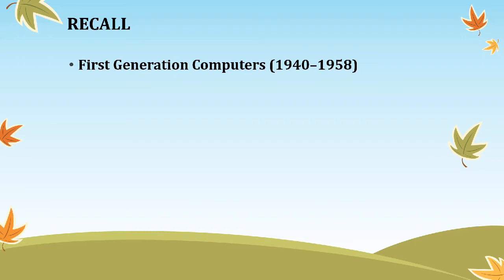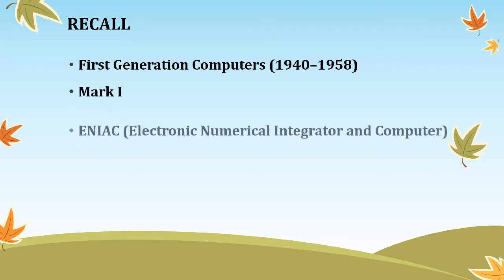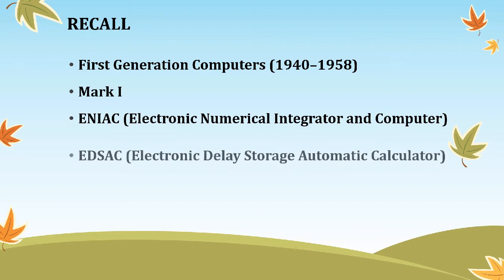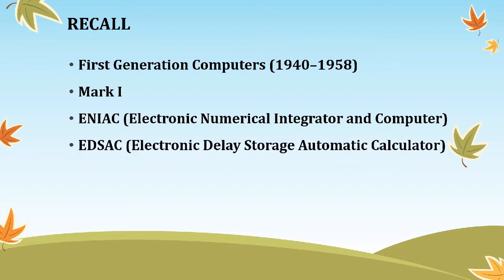In that we saw the first generation computers. Do you remember what the first generation computers are? Mark 1 computer, ENIAC computer. What is the full form of ENIAC? Electronic Numerical Integrator and Computer. Okay. The next computer is EDSAC. The full form of EDSAC is Electronic Delay Storage Automatic Calculator.